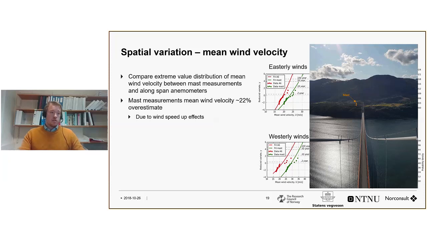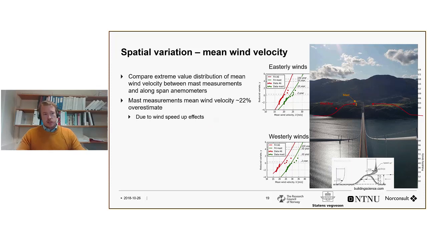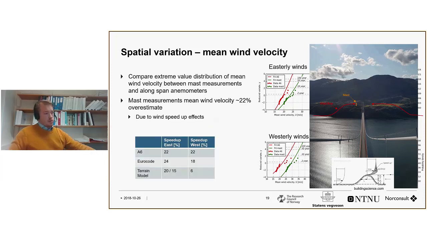So what you see here is the mast position on the headland Bunese, which is stretching into the fjord. And as wind flows over a hilltop like this, the boundary layer is pressed together, creating a local speed-up effect close to the ground. And we were actually able to predict something very similar using only simple guidelines from the Eurocode, and also terrain model tests were able to predict something quite similar to what we see, at least for the easterly winds. But this effect was not so clear for the westerly winds, due to reasons we will come back to.